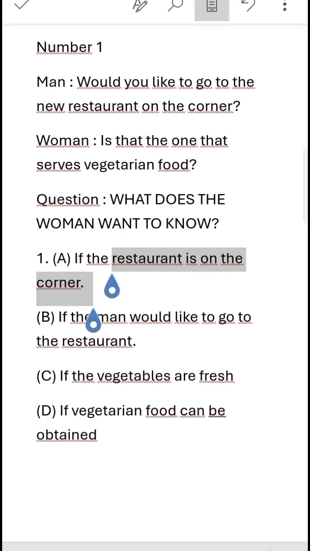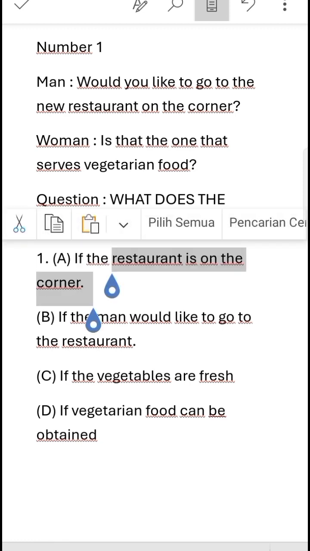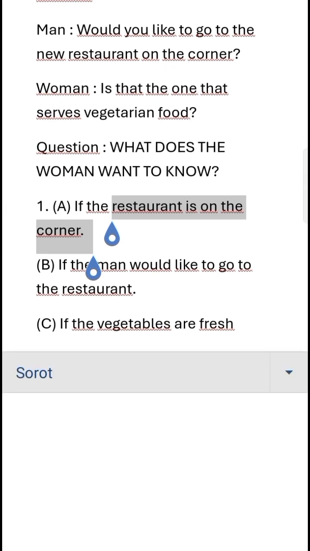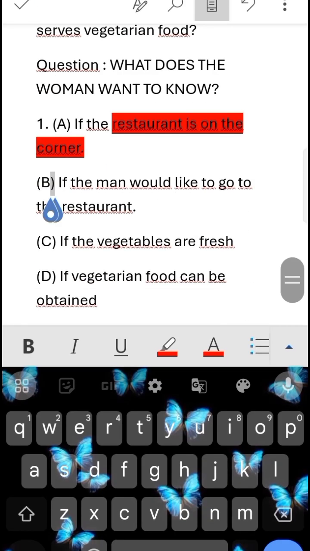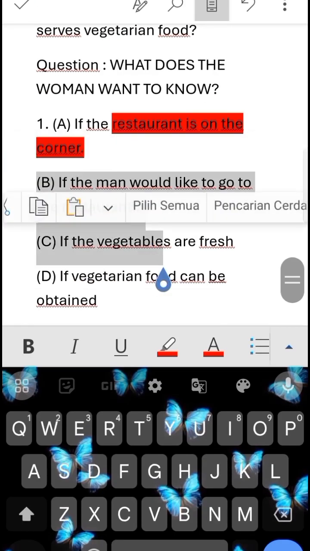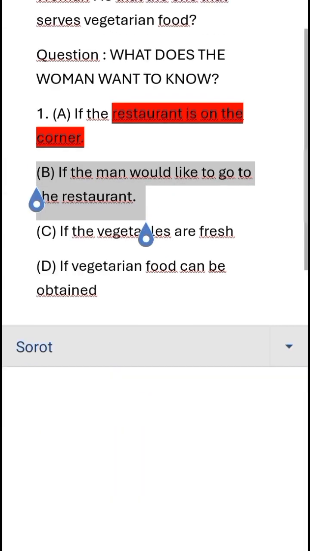Question number 1. The first speaker said, would you like to go to the new restaurant on the corner? And speaker 2 said, is that the one that serves vegetarian food? And the question is, what does the woman want to know? At the first answer, the speaker was not talking about restaurants and locations. So the answer is wrong. At answer B, the speaker is not talking about that. So the answer is wrong.